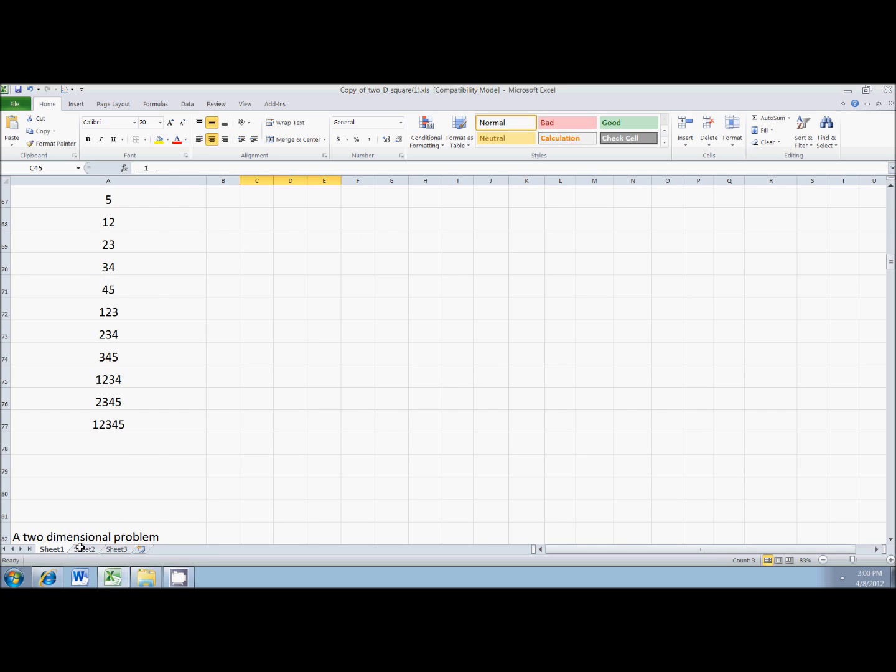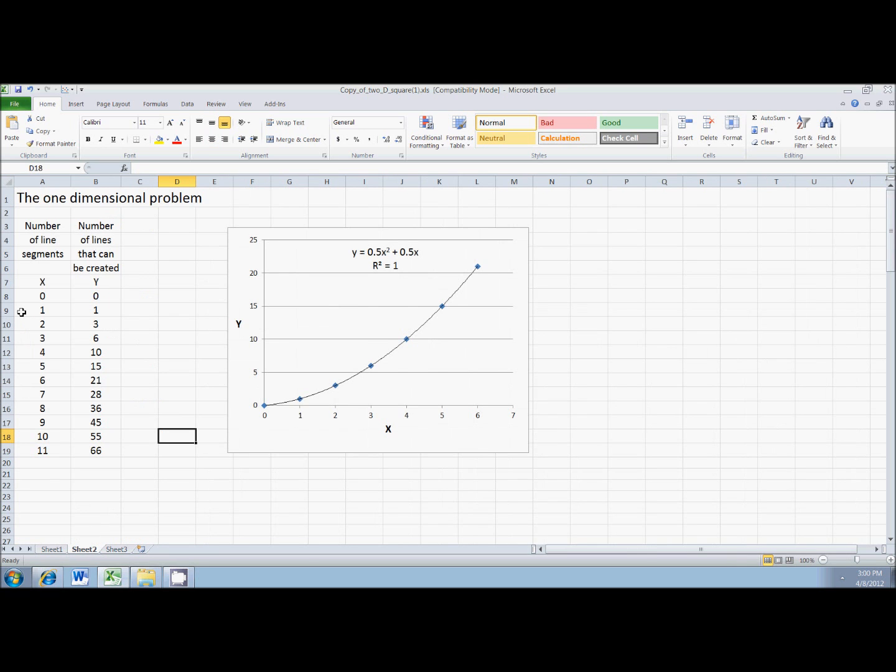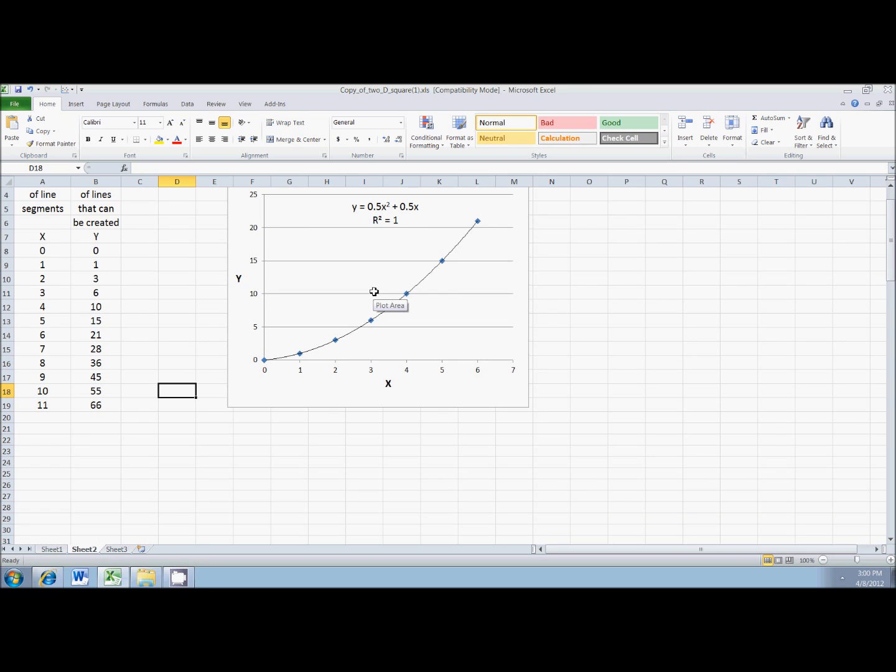So let's look at the mathematics. I used Excel to look at the number of segments in the line and the number of lines that can be created. I plotted y versus x using Excel, and I used Excel to determine the equation for the line using a polynomial of order 2. We get a perfect fit: y equals 0.5x squared plus 0.5x. The correlation coefficient of 1 indicates that it's a perfect fit. So now let's go to the two-dimensional problem.